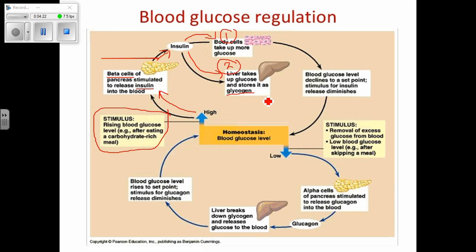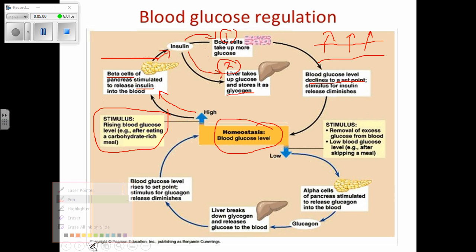So insulin decreases the blood glucose level, but how does it do it? First, it instructs the body cells to take up more glucose, and it instructs the liver to store it temporarily in the form of glycogen. In this way, in the blood capillaries, most of the glucose has been removed to the liver and body cells. So the blood glucose level will drop to a set point, back to normal.